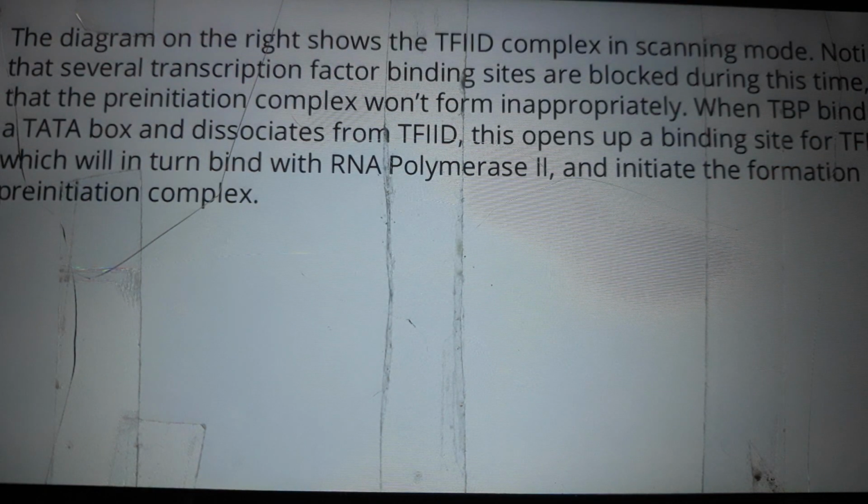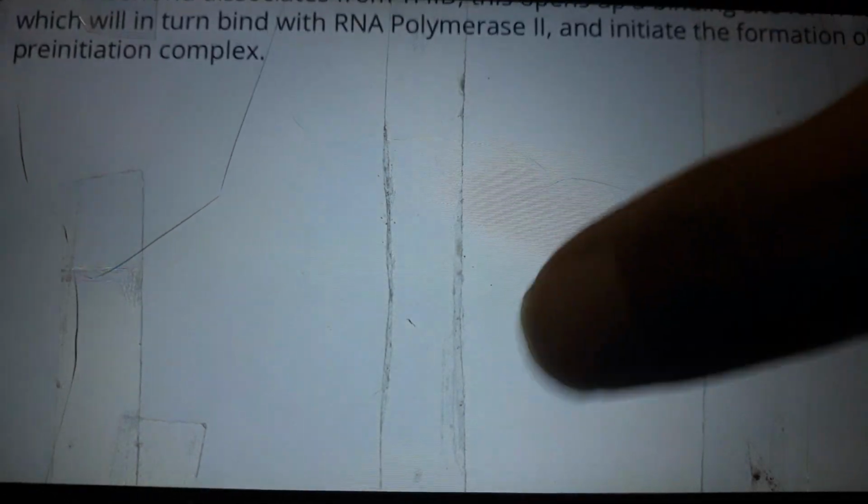Notice that several transcription factor binding sites are blocked during this time so that the pre-initiation complex won't form inappropriately. When TBP binds with the TATA-box and dissociates from TF2D, this opens up a binding site for TF2B, which will in turn bind with RNA polymerase II and initiate the formation of the pre-initiation complex.